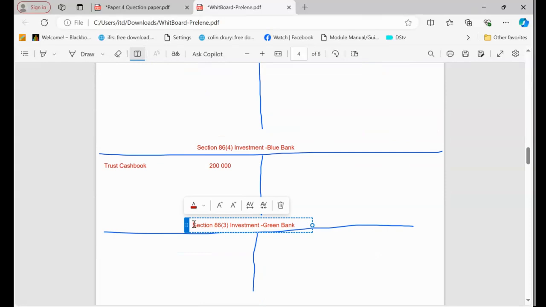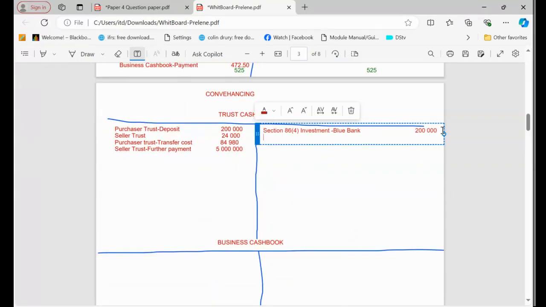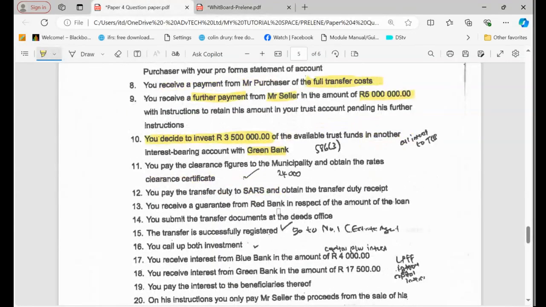So let me go back here. I'm going to show that I took money from the trust cash book. I must come to the credit side because I'm taking it out. I'm going to invest, but in this case, I'm investing 3.5 million. Are you with me? Yes. And then I must go and open that investment. I'll come here and say trust cash book, and I invested 3.5 million. Any question? Nothing so far. So we have done this one.